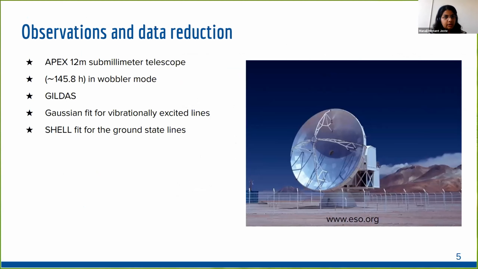So to start with, we did observations with the APEX 12-meter sub-millimeter telescope, and we conducted observations for more than 100 hours in wobbler mode and reduced the data with GILDAS. We fit our emission lines with Gaussian fits for the vibrationally excited lines. But the ground state lines, which give a more parabolic shape, we use the shell fit subroutine to fit these lines and get more constraints on the physical parameters.